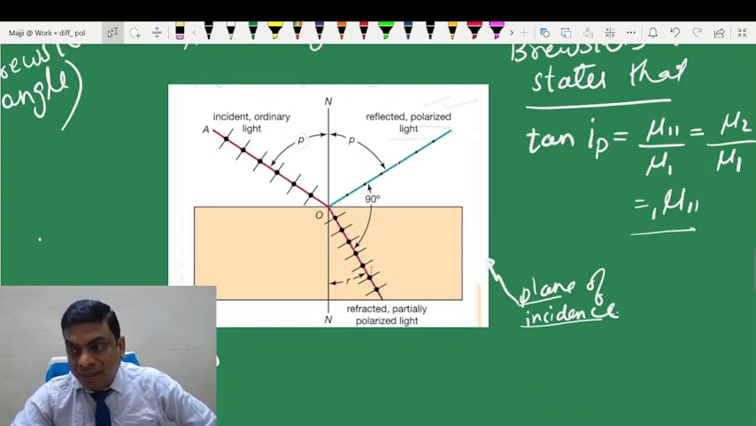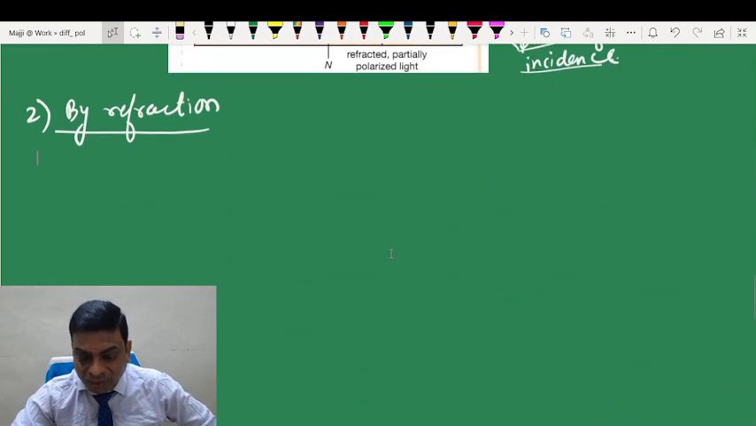So in the refracted ray, even though it is partially polarized light, if by some method we can eliminate or minimize these dots, then automatically what will happen? The refracted ray will have only those components of electric field which are parallel to the plane of incidence. So automatically that will be almost plane polarized light. So that is a technique used here.